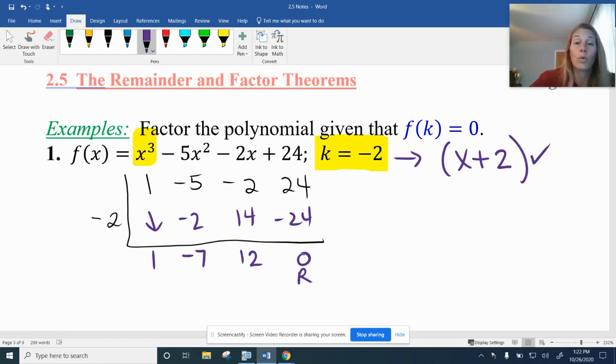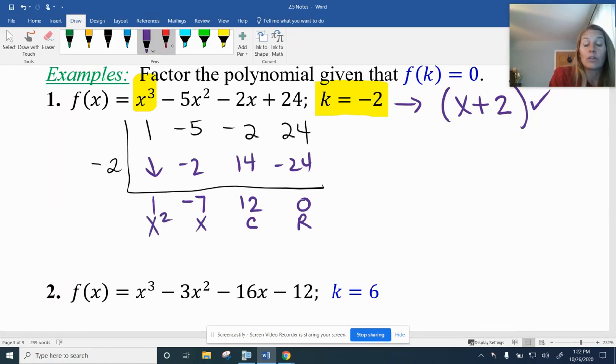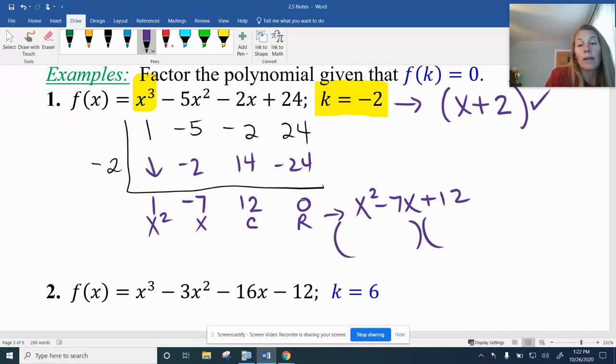So now what we can do is we can do this remaining portion here, and we can just factor this out. It's just a simple trinomial. So this is x squared minus 7x plus 12. How can I factor that? X and x. What numbers multiply to 12 and add to get 7? 4 and 3. In this case, they're both negative.